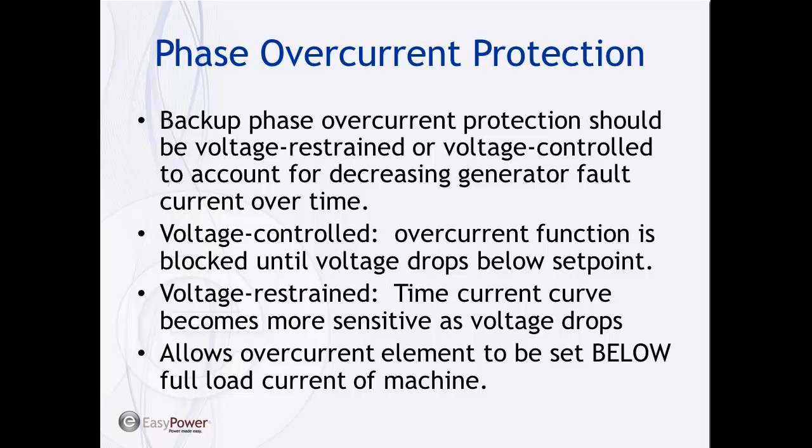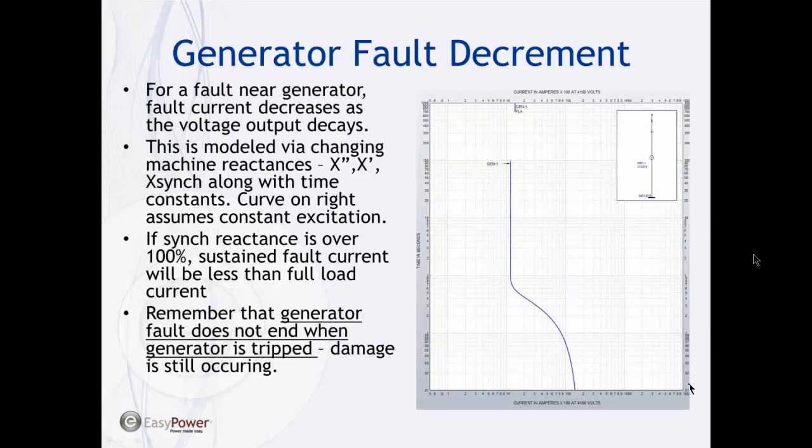The voltage restrained is more complicated. Depending on the voltage, the curve will actually shift, the time current curve for the overcurrent. So the lower the voltage, the more sensitive the overcurrent relay becomes. So the reason for all of this is the way the generator behaves during a fault.